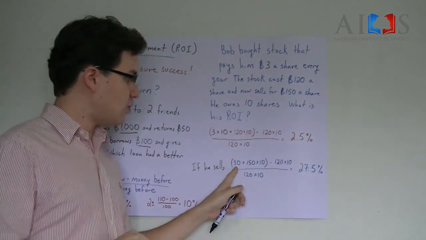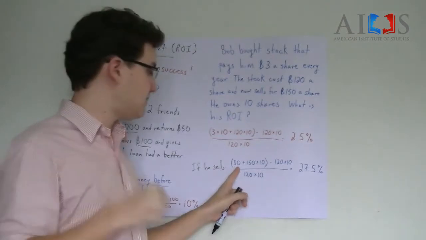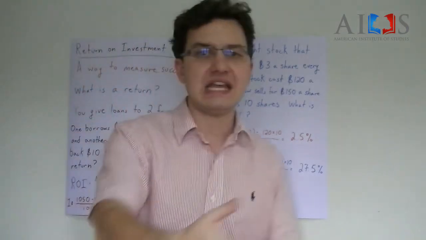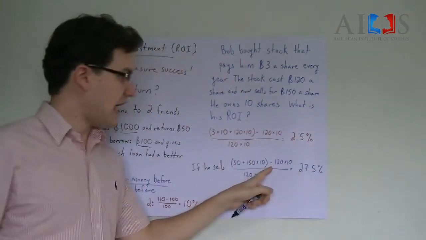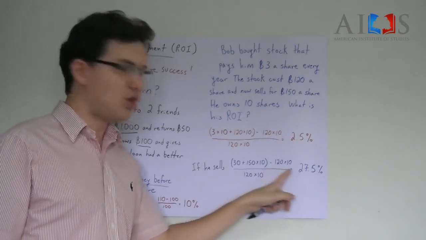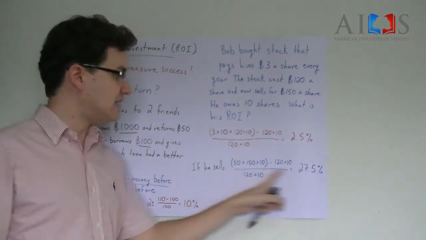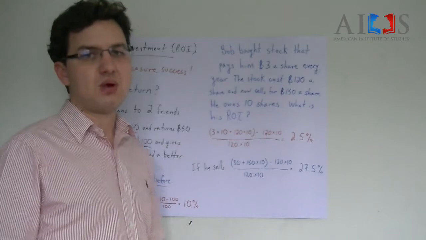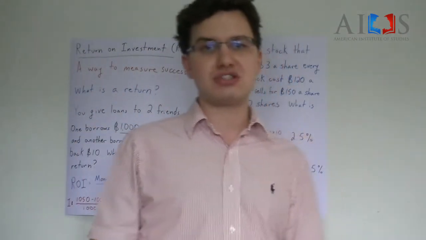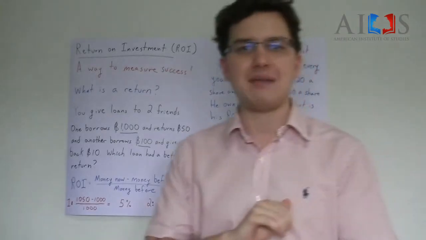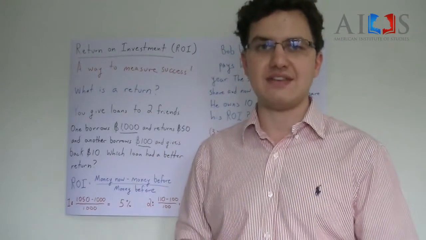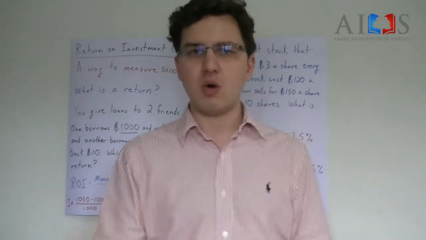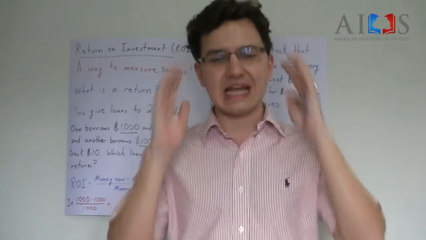You can see it'll be 30. Again, he'll still collect the dividend. But now it's 150 times 10. Because he's selling it. His money now will be much larger. And you'll minus the original price, 120, and divide it by the original price, which then gives you an ROI of 27.5%, which is a very good return. Almost anybody would be happy with getting a return of 27.5%.